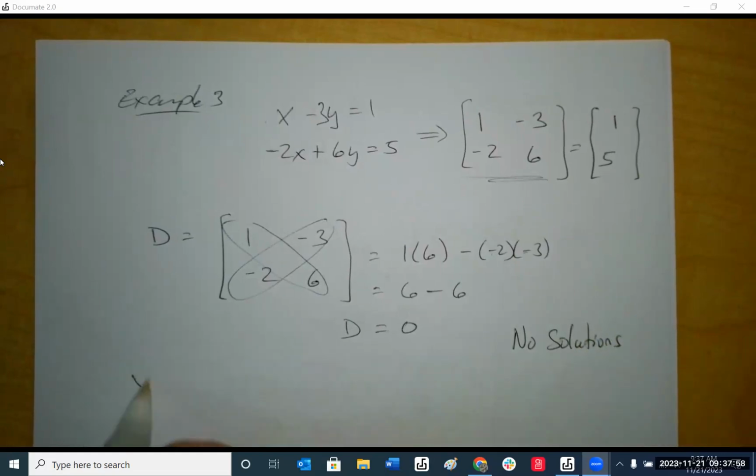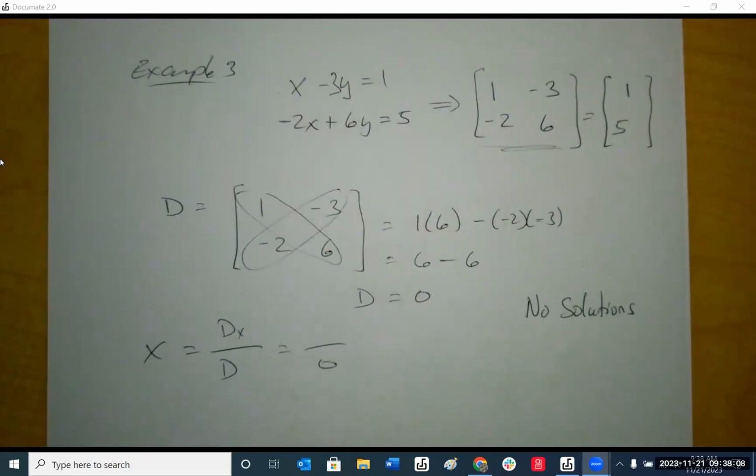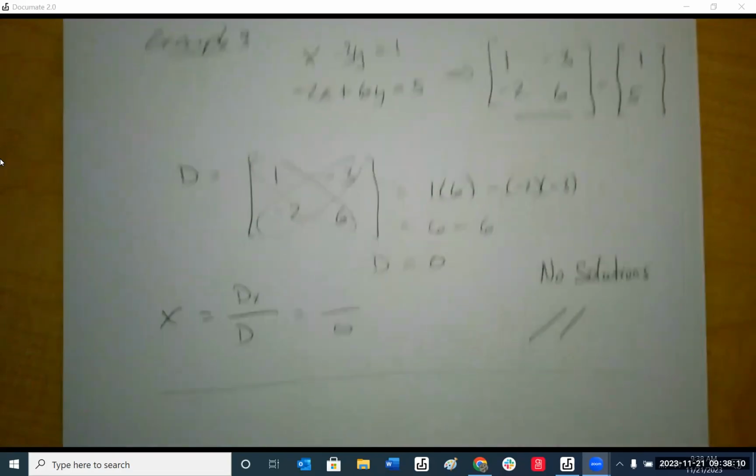No solutions, because remember, to find x and y, d, you cannot divide by 0. So that means they're parallel.